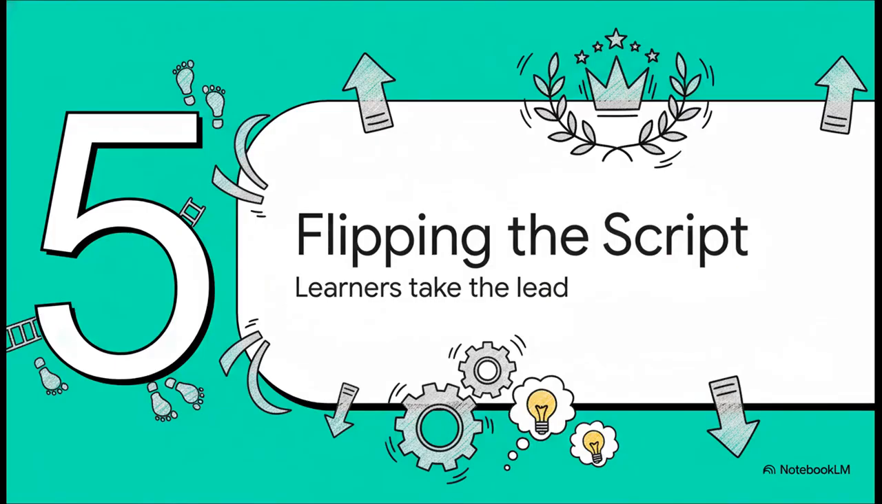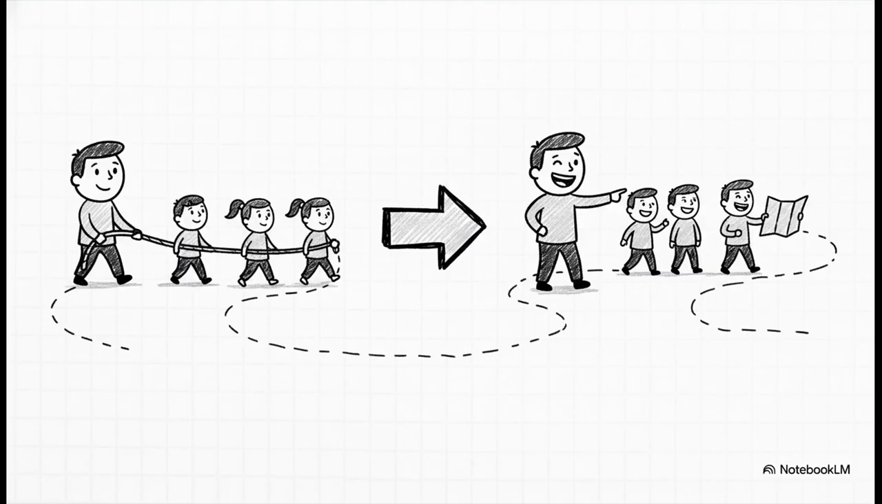All right, now for our final section, we're getting into a really advanced, really powerful technique. We are going to completely flip the script, because this isn't just about you giving better instructions anymore. It's about empowering your learners to take the lead themselves. That's right. The ultimate goal here? To make yourself obsolete. Seriously, the whole point is to build so much autonomy that the learners can confidently guide themselves and even each other without you.